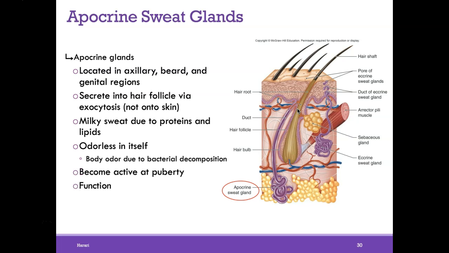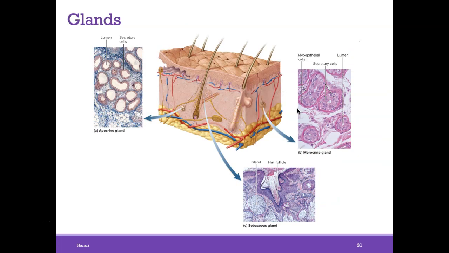And these, again, become active at puberty, and they have a function because they produce pheromones, which has a role in sexual mating. So we spoke about Merocrine glands, Apocrine glands, and Sebaceous glands so far. And remember, they're just different. The Apocrine glands go into the hair follicle. Merocrine glands get secreted onto the skin surface. And in these sebaceous glands, the entire cell starts to disintegrate, and the whole contents of the cell, including the cell membrane, get released from the sebaceous gland.